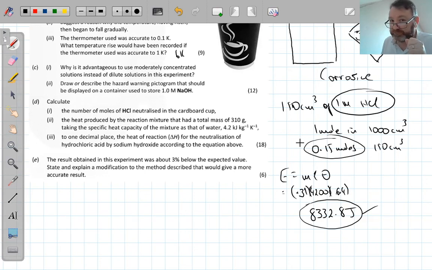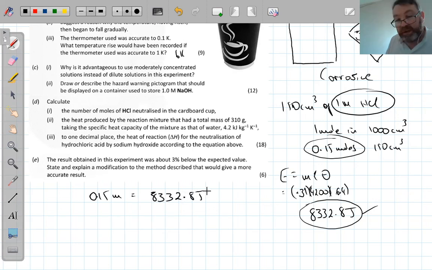What's the definition first? The heat of reaction is the heat change that takes place when 1 mole of H plus ions, so there, just stop there, 1 mole of H plus ions. We don't have that. We're told 0.15 moles gives us 8,332.8 joules. So what I want to do is go to 1 mole. And the quickest way to get to 1 mole is to divide both sides by 0.15. So when I divide that by 0.15, I end up getting 55,552 joules.